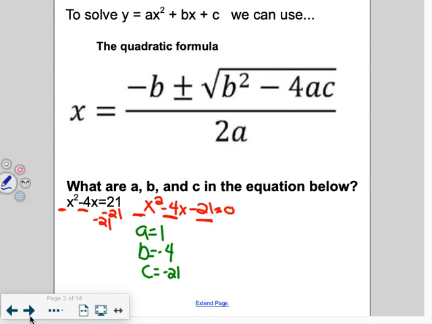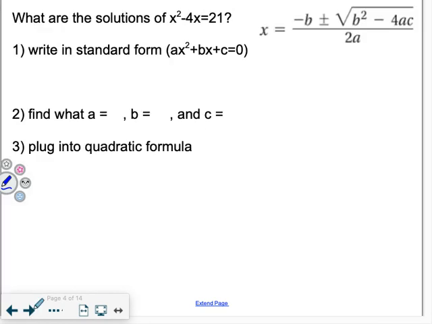So just be careful if the terms aren't written all together like that. Make sure to get everything onto one side, get 0 on the other, then you can use the quadratic formula. So moving forward here, what are the solutions to x squared minus 4x equals 21? Again, first put it in standard form. We already did that: x squared minus 4x minus 21 equals 0. We said A was 1, B was negative 4, and C was negative 21.